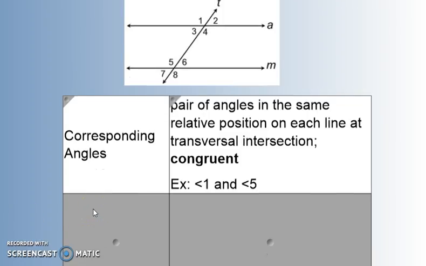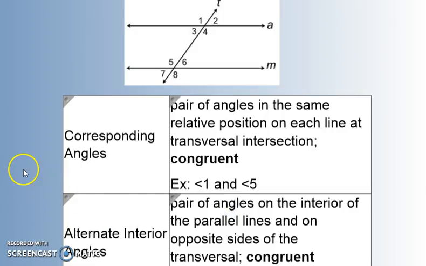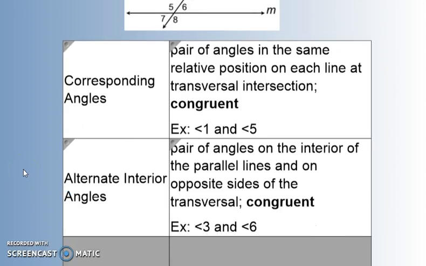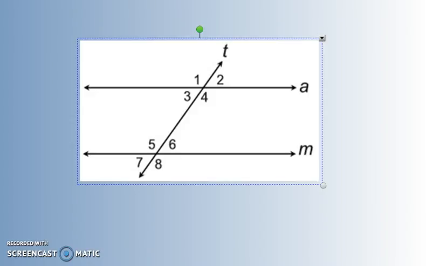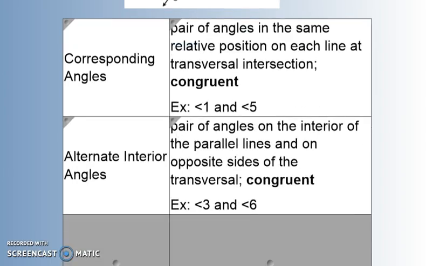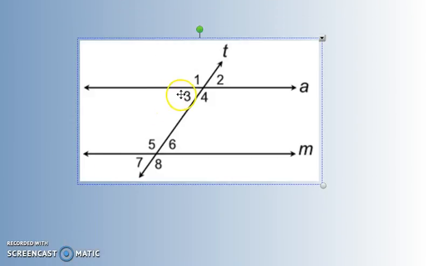Okay, next one we're going to look at is alternate interior angles. Alternate interior angles are a pair of angles on the interior of the parallel lines and on opposite sides of the transversal. And just like corresponding angles, alternate interior angles are also congruent. So I'm going to skip to that picture again. We said alternate interior angles, and we said angles 3 and 6. If I look at 3 and 6, they are both inside of the parallel lines, so they're both interior, and they are both on opposite sides of this transversal line that cuts through.